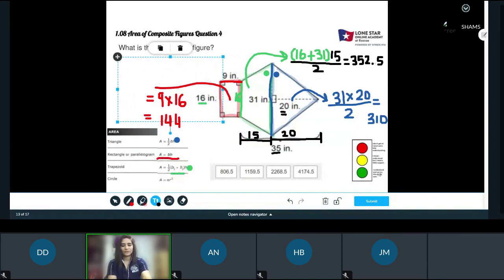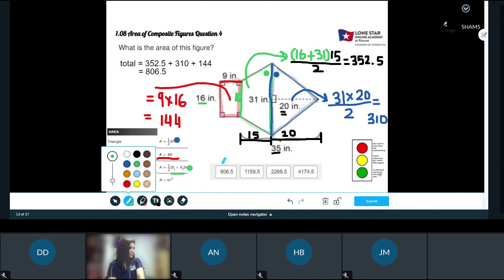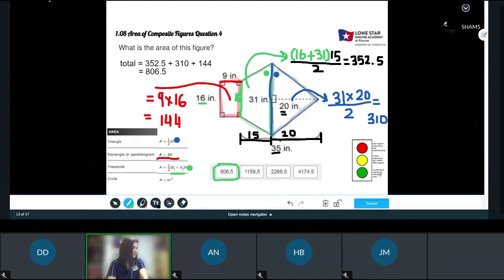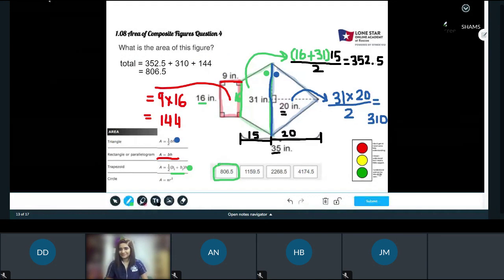So here, I'm going to say total is area of the trapezoid, 352.5. Area of the triangle, 310. Area of the rectangle, 144. Once you add all of these up, you do end up getting the first answer, that is 806.5. All those who solved, you all ended up getting the same answer, and that is the correct answer. 806.5. Yep.